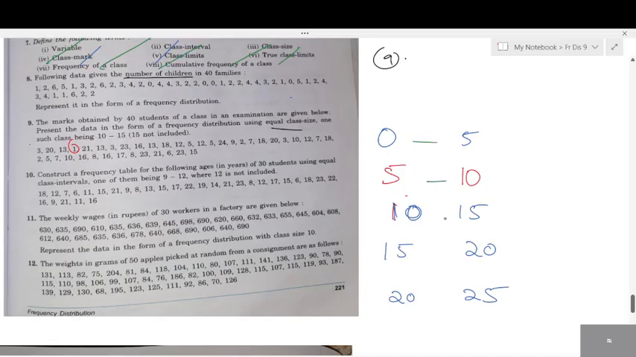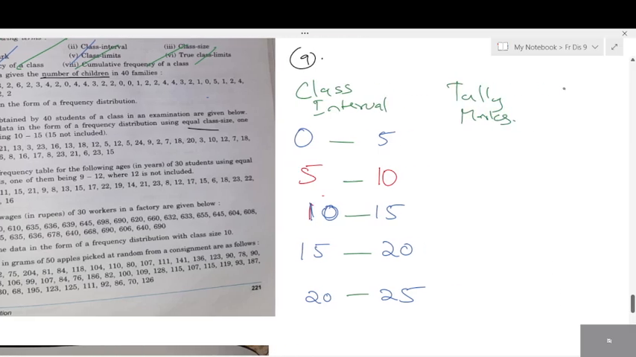0 to 5, 5 to 10, 10 to 15, 15 to 20, 20 to 25. And what is this? Class interval. Next, tally marks. Right? Tally marks and frequency.